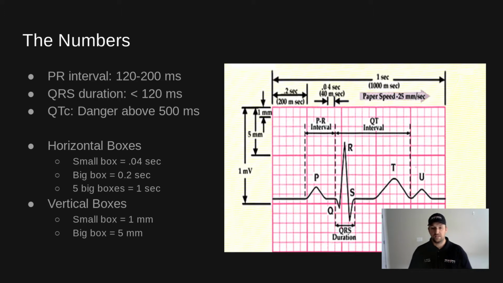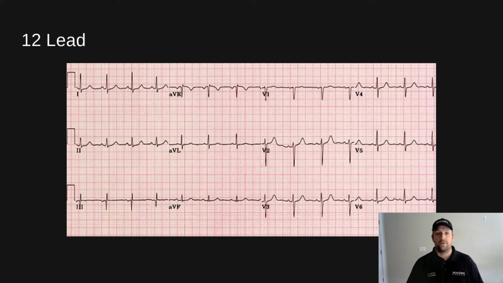For the vertical boxes, up and down, this is not about time; rather it is distance. So we refer to it as millimeters. One small box is 1 millimeter, and of course 5 small boxes, or 1 big box, is 5 millimeters. We've captured this 12 lead and now we need to interpret it.